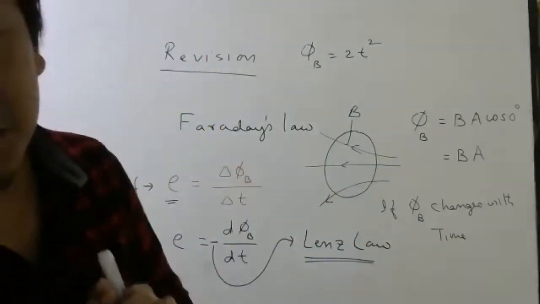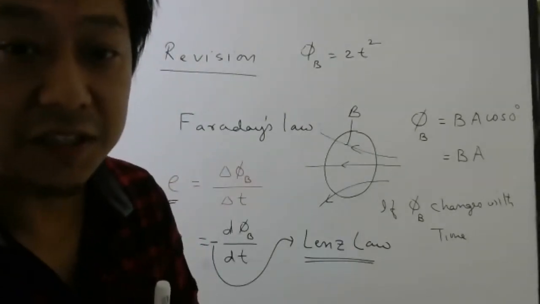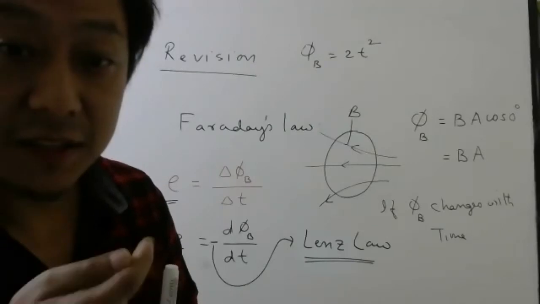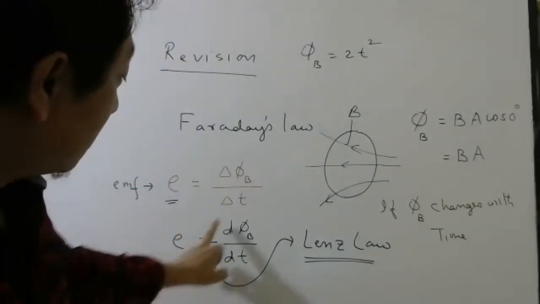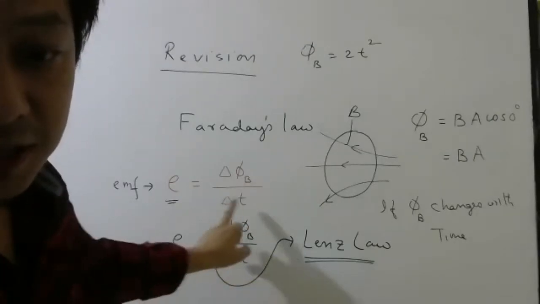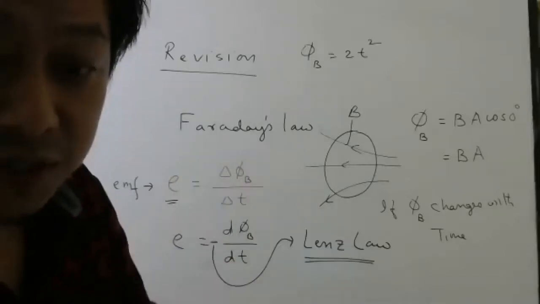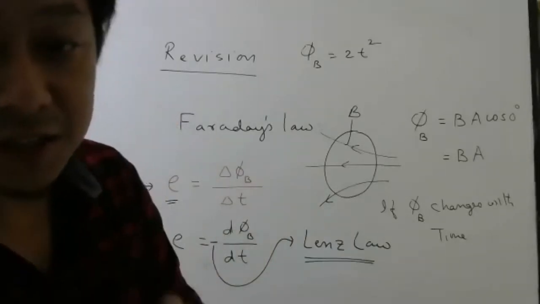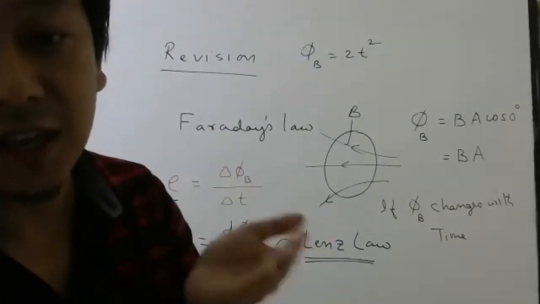So the direction of the induced current will be such that it will oppose the change in the magnetic flux that produced it. So who produces this EMF? Change in magnetic flux. What will this EMF do? It will oppose the change. Now change can be of two ways, right? It can either increase or it can decrease.